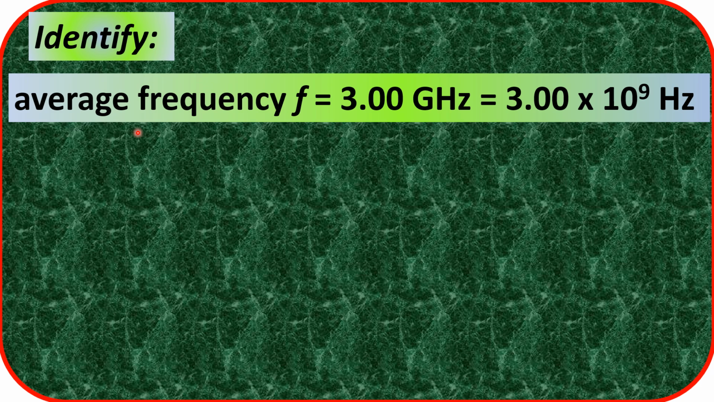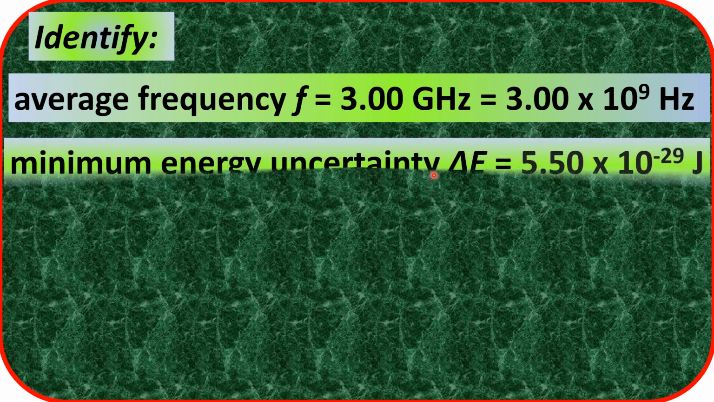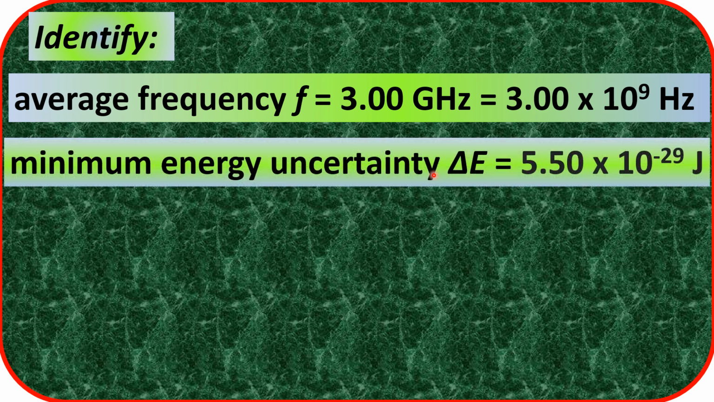A typical weather radar system uses a frequency f equals 3.00 gigahertz, or that's equivalent to 3.00 times 10 to the 9 hertz. And the minimum energy uncertainty, delta E, is equal to 5.50 times 10 to the negative 29 joules.